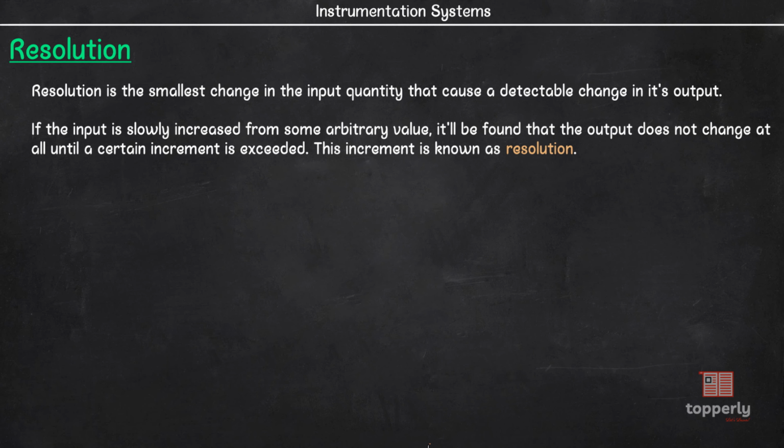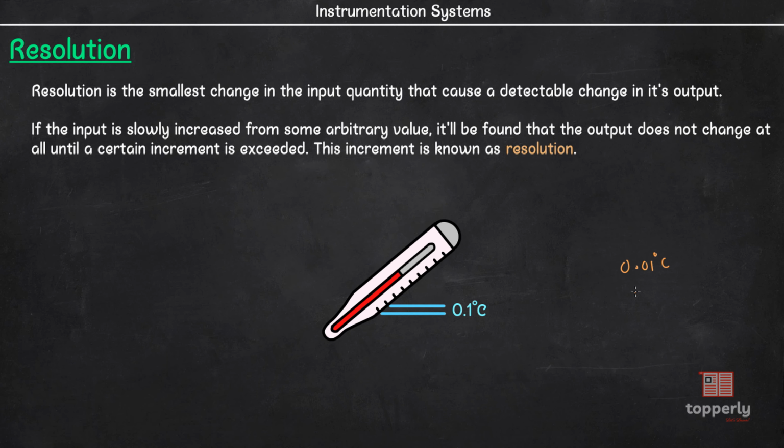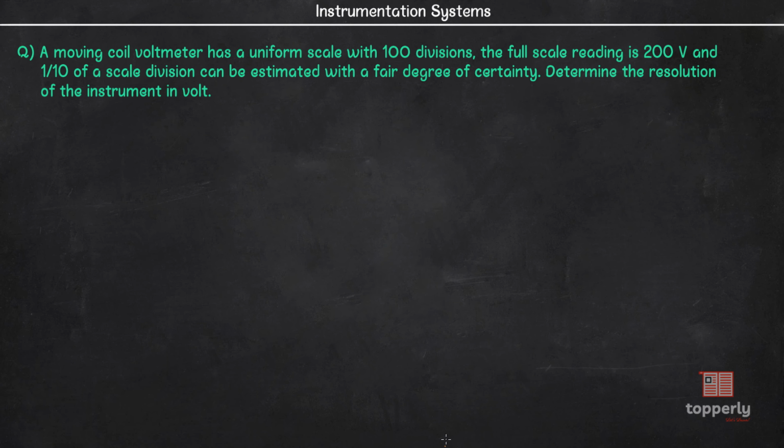This increment is known as resolution. As an example, if you have a clinical thermometer, the smallest temperature it can measure is 0.1 degree Celsius. It cannot detect any change of temperature below 0.1 degree Celsius. That is, it cannot measure temperatures like 0.01 degrees Celsius or 0.001 degrees Celsius. So the resolution of the thermometer is 0.1 degrees Celsius. Let us now see a question related to resolution.